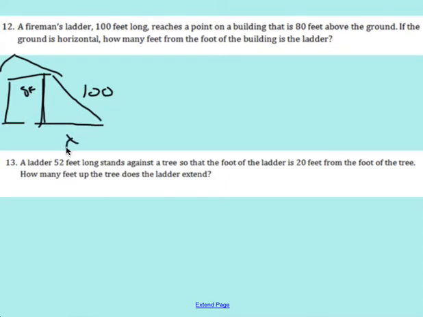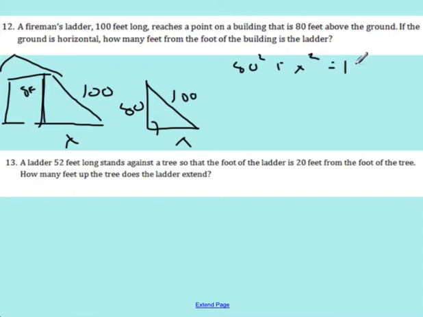And so what we're actually given in that diagram is a right triangle. We have a hypotenuse of 100 because the house is going to form a 90-degree angle with the ground. And we have a side of 80 and a horizontal length of x. So then I'm going to get 80 squared plus x squared is equal to 100 squared. So 80 squared is 6,400 plus x squared is equal to 100 squared, which is 10,000.